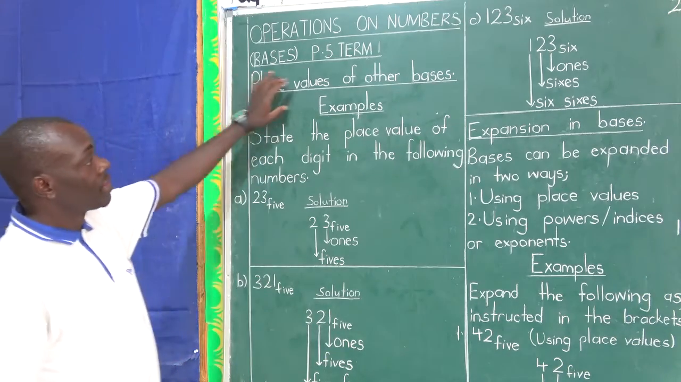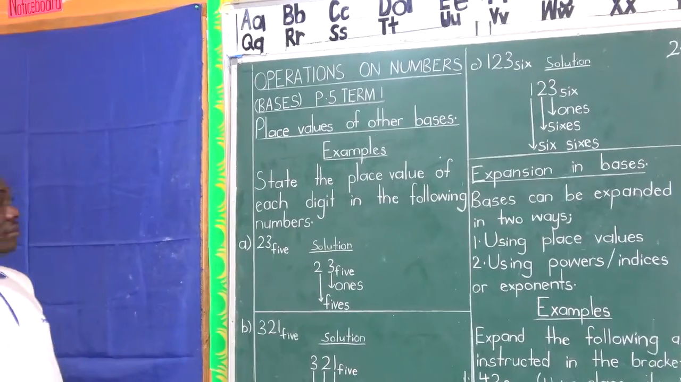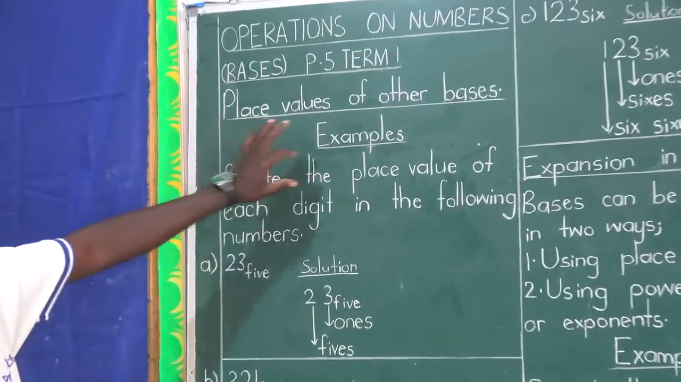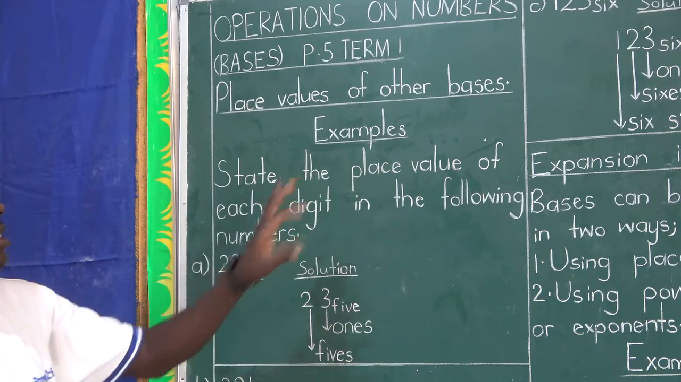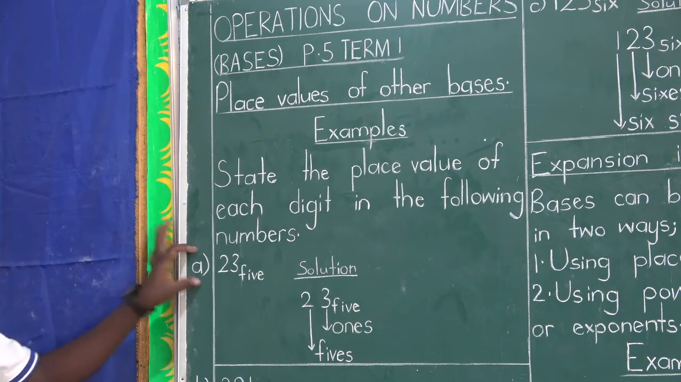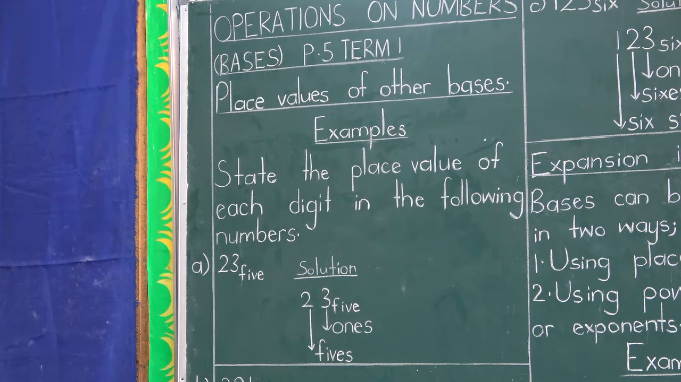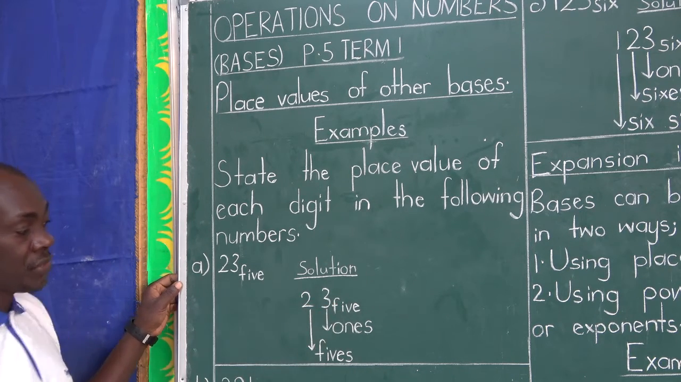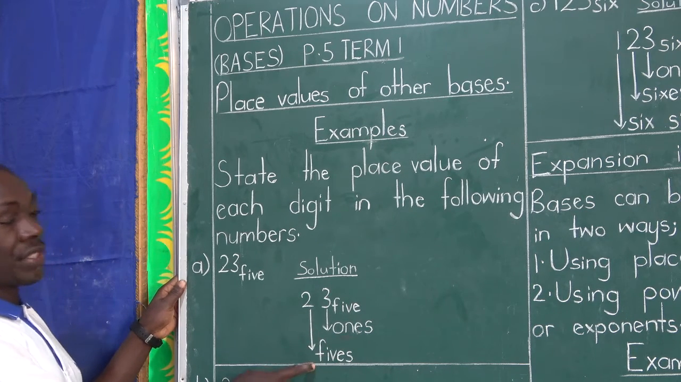So we are looking at place values of other bases, and the examples are here, and the general instructions are: state the place value of each digit in the following numbers. Part A says 2, 3, base 5. Now that you are told to state the place value of each digit, you write 2, 3, base 5, and then you say the place values are 1s, 5s.